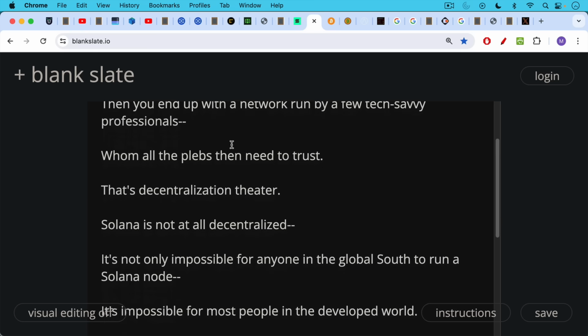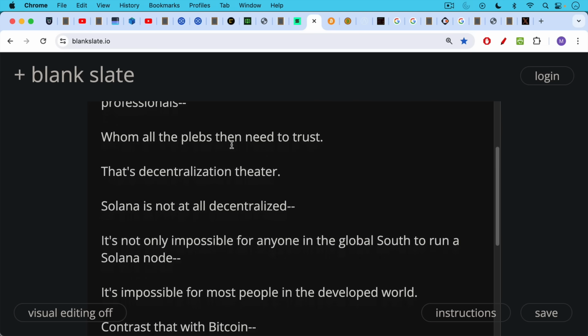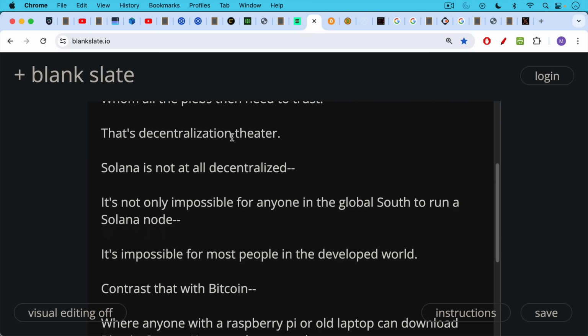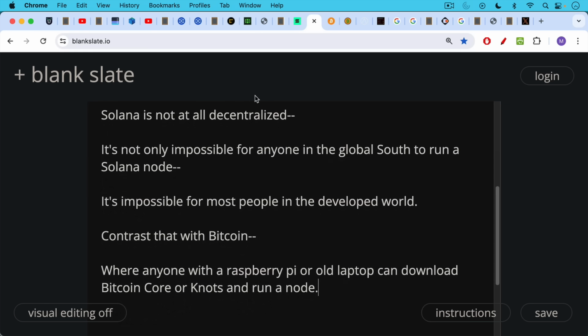It's not only impossible for anyone in the global south to run a Solana node due to the cost and technical requirements, it's also impossible for most people in the developed world as well. If you contrast that with Bitcoin, where anyone with a Raspberry Pi or old laptop can download Bitcoin Core or Knots and run a node.